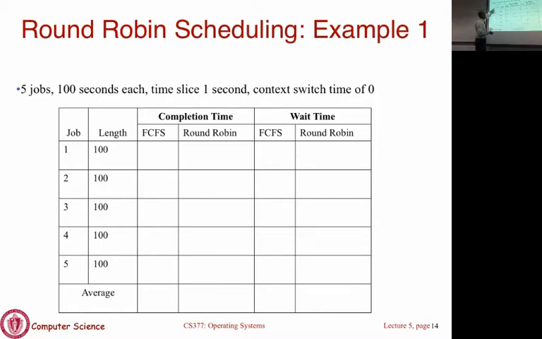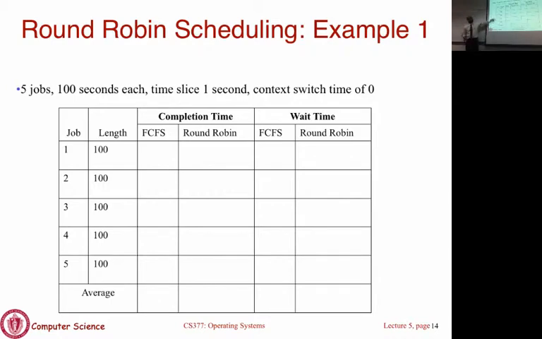So, 5 jobs, 1 through 5. Each has a length of 100 units. Let's say it's seconds, it doesn't matter. 100 second jobs. For round robin, we are assuming the time slice is 1 second. There is no context switch time. You're going to ignore the context switch altogether here. So context switches are instantaneous, they come for free in this system. That's not true in practice, but for this exercise we'll assume it's 0.